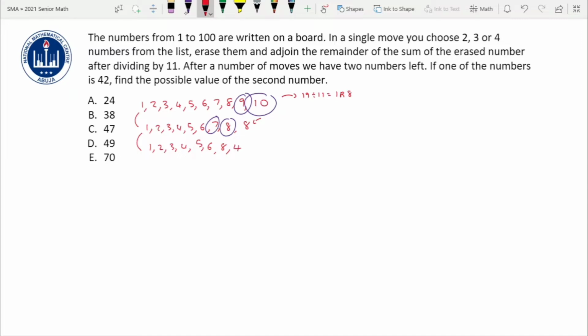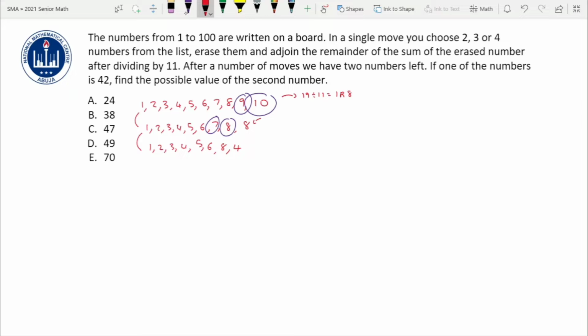You keep on removing maybe 3 numbers, you add them together, find the remainder when you divide the sum of those 3 numbers by 11, and instead of writing those 3 numbers, you write that remainder. So that's how this works. That's the kind of thing that is happening in this question. Now we're told that after a number of moves, we have 2 numbers left, and that one of the numbers is 42, and we're asked to find the possible values.